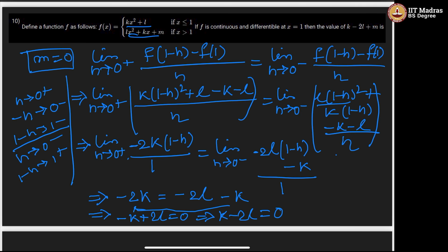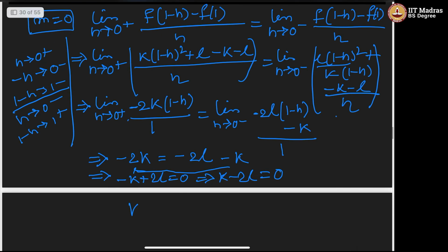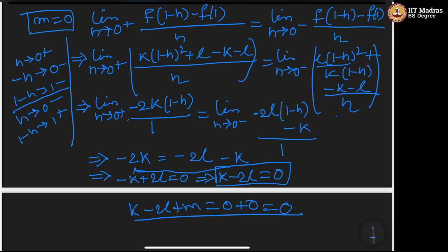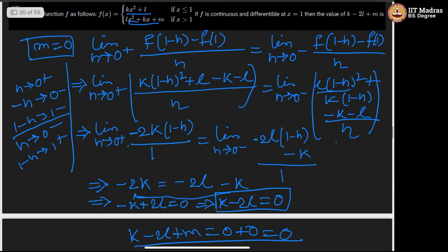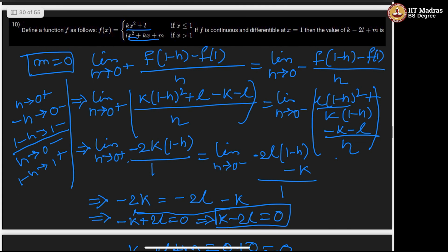Okay, so we have to calculate the value of k minus 2l plus m, which is 0 plus 0, which is equal to 0. Okay, so 0 is the answer. Okay, so that is how we can calculate this type of problem. Okay, thank you.